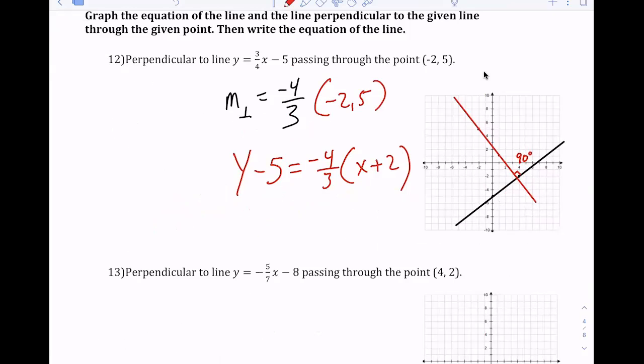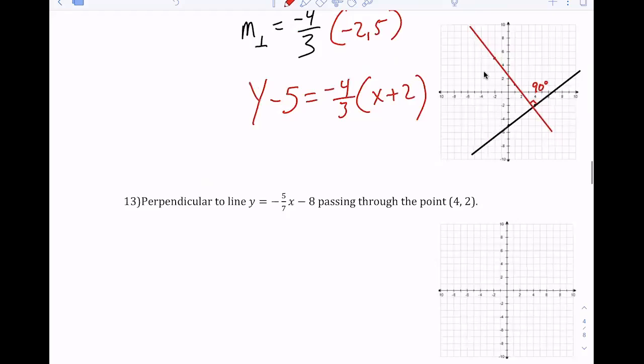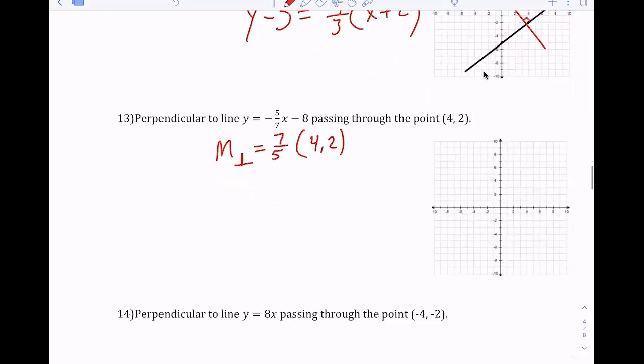All right, so in the interest of time, number 13, I want everybody to get used to writing the symbol. Slope of the perpendicular is equal to what? 7 over 5, and it passes through what point? 4, comma 2. All right, here we go. Okay, so y minus 2 equals 7 over 5 times x plus or minus 4. Yes, easy, easy, easy. Thank you very much.